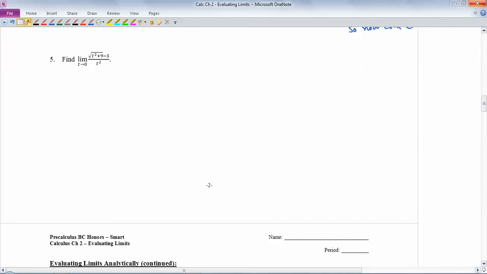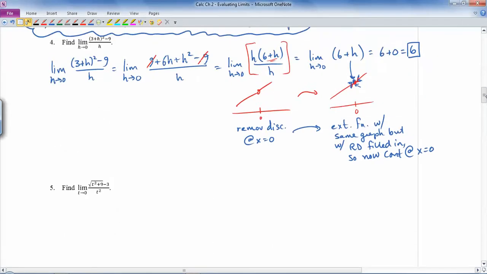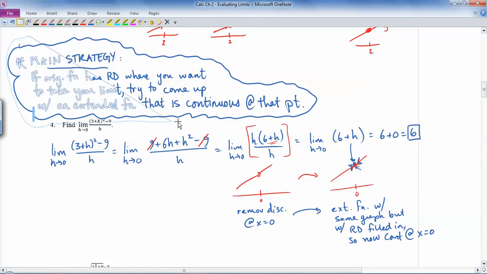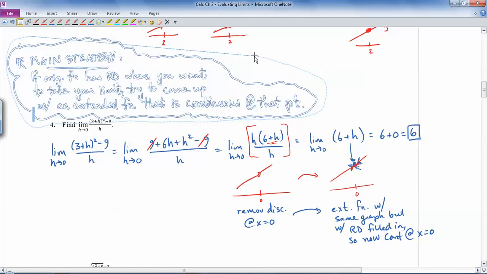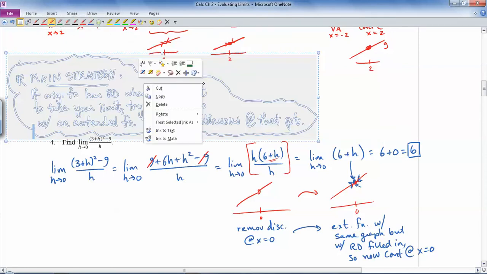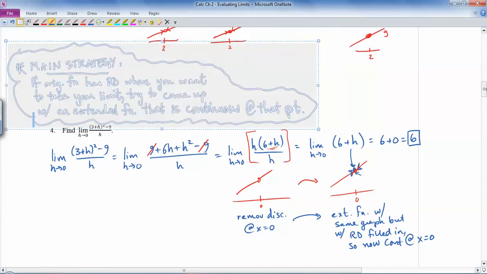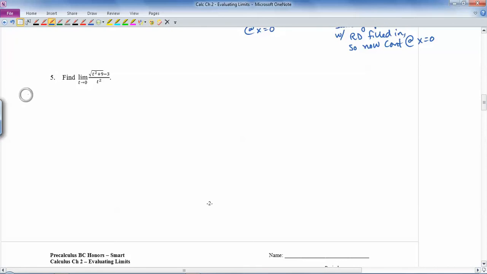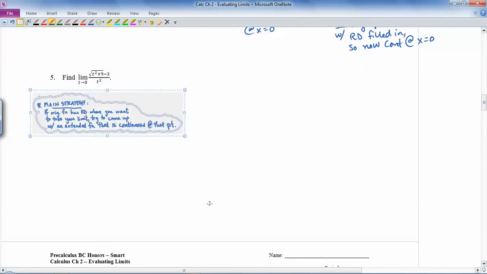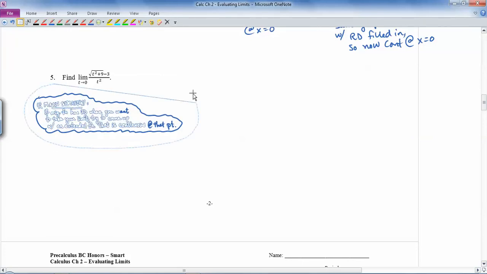Okay, so in this video I want to continue practicing finding limits analytically. And remember this idea here: if the function that you're looking at has a hole or a removable discontinuity where you want to take the limit, then you just try to figure out a way to fill in that hole, and then you can just plug in the value at that point. So I'm going to put this down here. Okay, so there's the main strategy again.